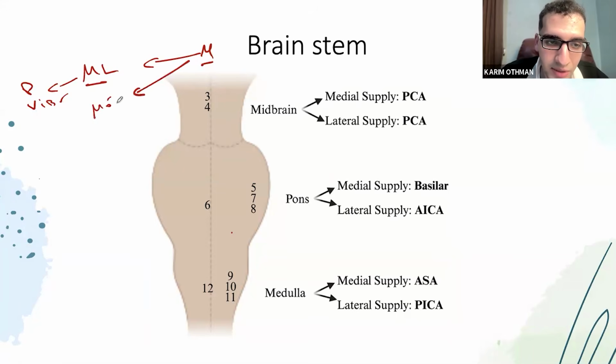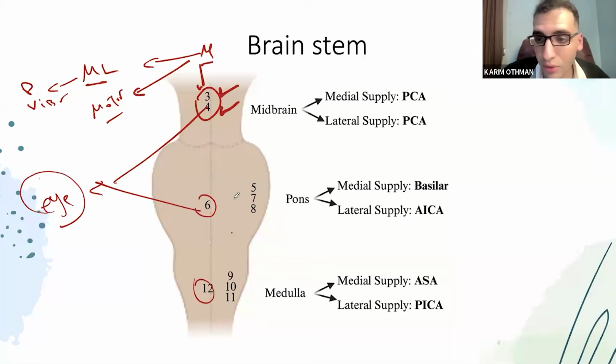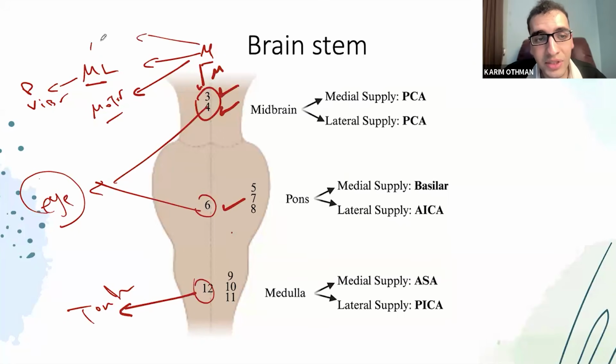The motor is medial. The motor cranial nerves are medial. Can you see? 3, 4, and 6 are important for the eye. This is the oculomotor, the trochlear, and the abducens. 12 is important for the tongue movement. So cranial nerves that are motor are medial. Okay? And the medial longitudinal fasciculus, which is important to move the eye, is also medial. So anything with M is medial.